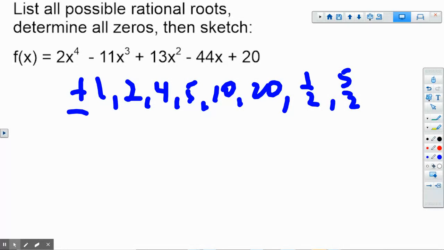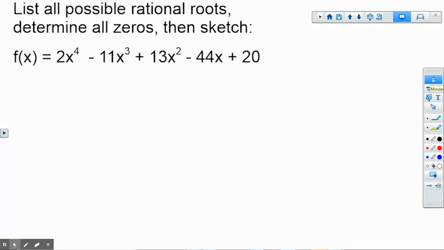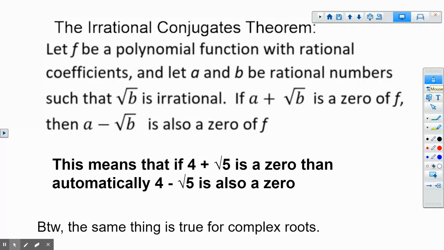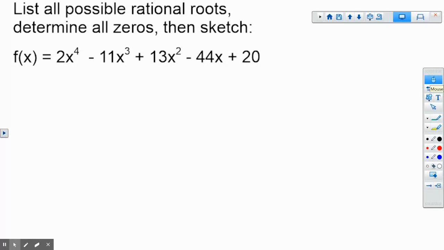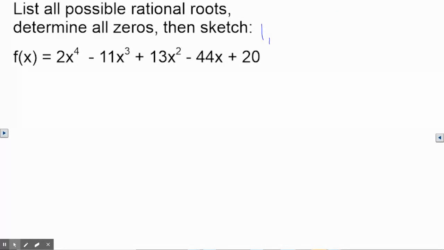Now let's keep those in mind, because what I've done on this one is I thought we could go through. I thought I had a sketch on Desmos for this one. I guess we'll go through and try it the same way. So let me make that list again: 1, 2, 4, 5, 10, 20, 1/2, 5/2. And remember that I can use both positive and negative.